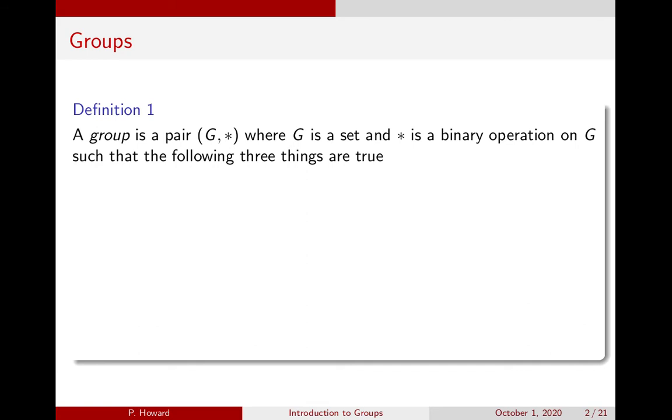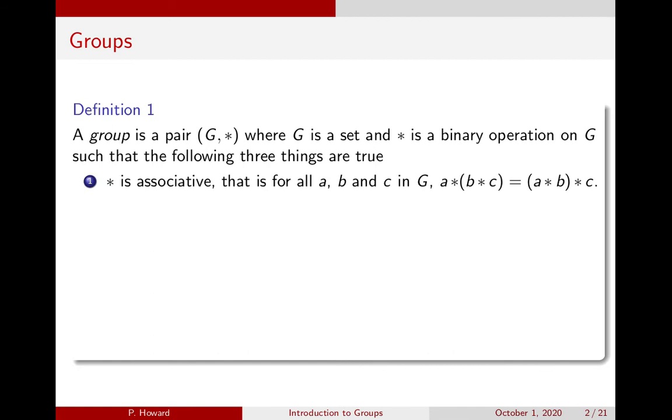So a group is a pair (G, star), where G is a set, and star is a binary operation on G. So remember that means, among other things, that G is closed under star, right? Combining any two elements of G with the operation star has to give you an element of G. And here are the other three requirements for a pair like this to be a group.